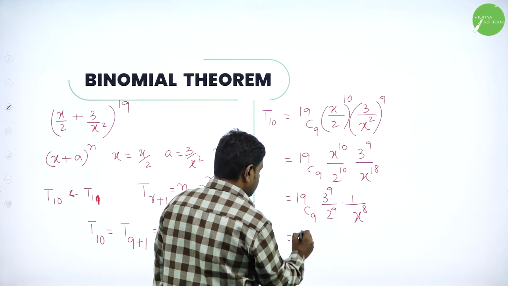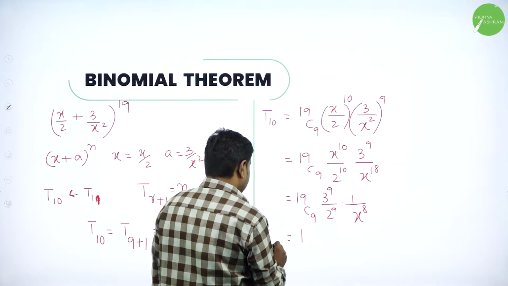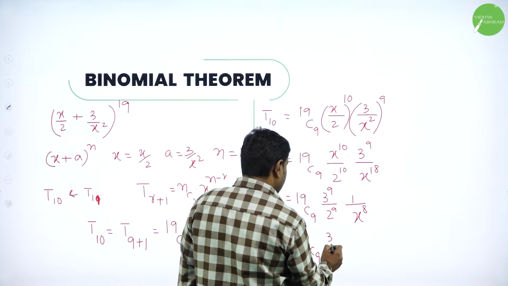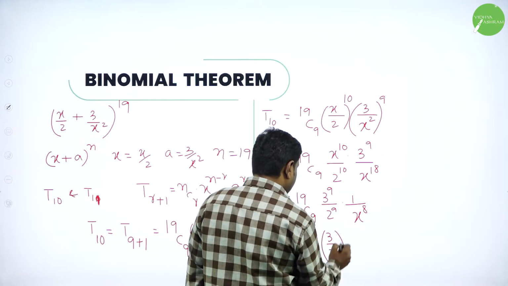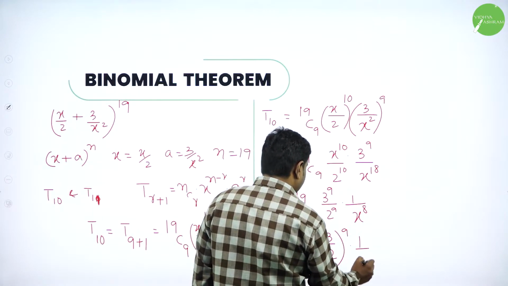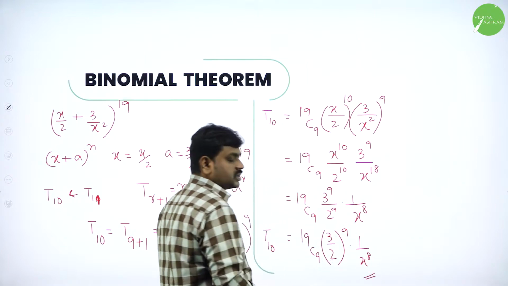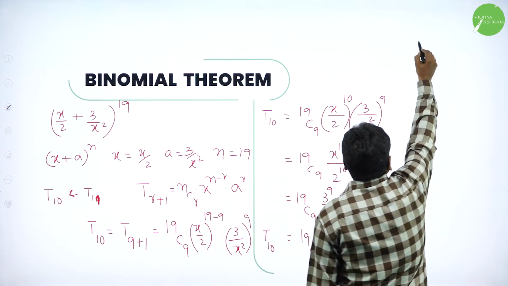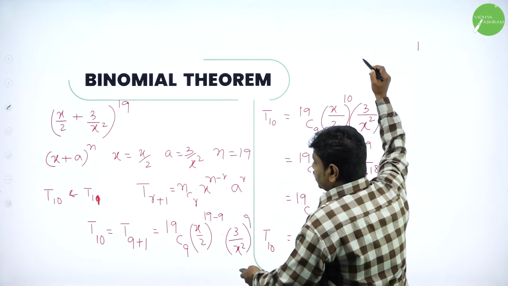So the final answer is what? T10, one of the middle terms, is 19C9 (3 by 2) whole power 9 into 1 by x power 8. This is one of the middle terms, and the other middle term is what? T11. So T10 and T11 are the two middle terms we got here.